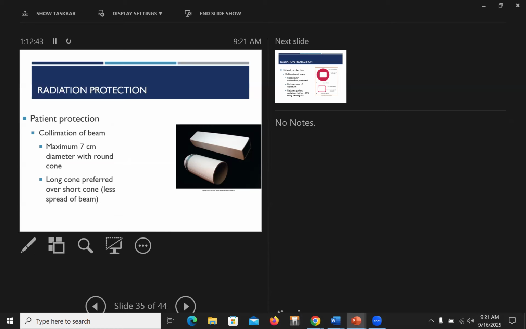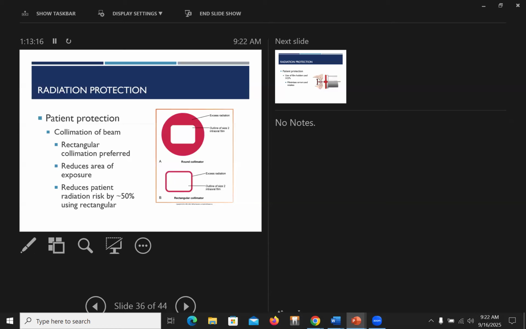A long cone is preferred over a short cone because it reduces the amount of spread. If you have a long cone funneling that primary X-ray beam down the cone, by the time it comes out there's a very short amount of spread. Whereas if you have a short one, it's going to spread faster. So it funnels that beam down and makes it so it doesn't spread as much.